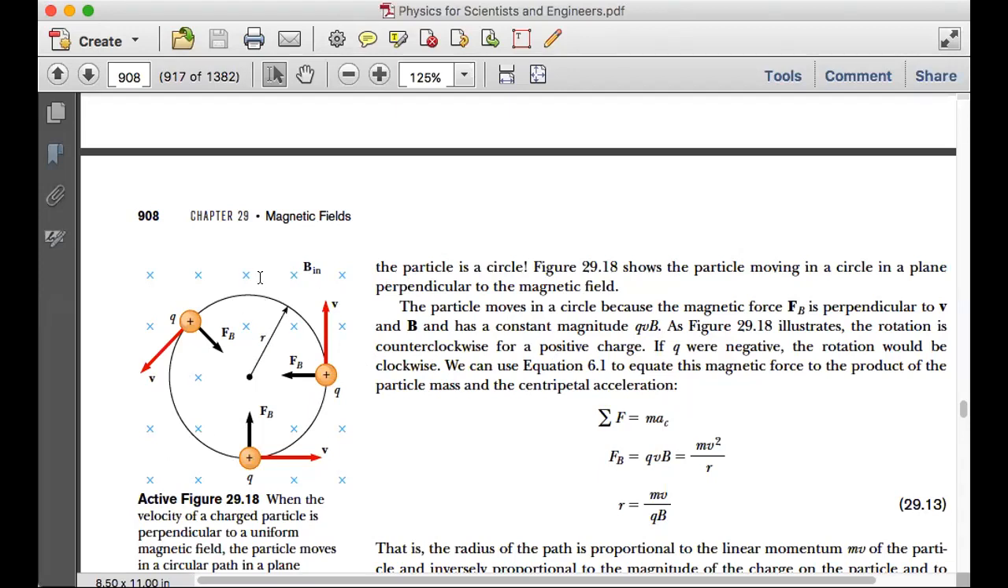For example, in this case, B is inward, yeah, inward. The direction of the B is inward to the surface of this paper. Okay, so the spiral motion of this positive charge particle will be along this B, this magnetic field.